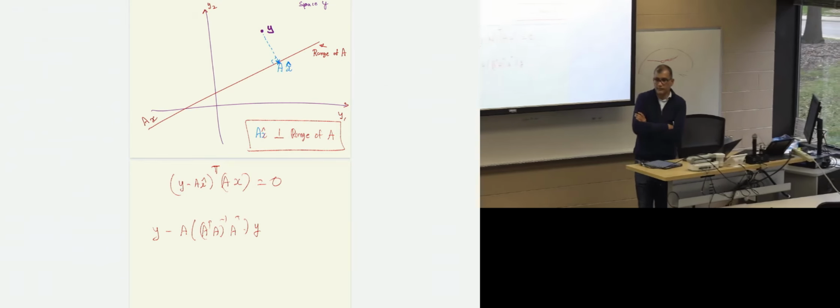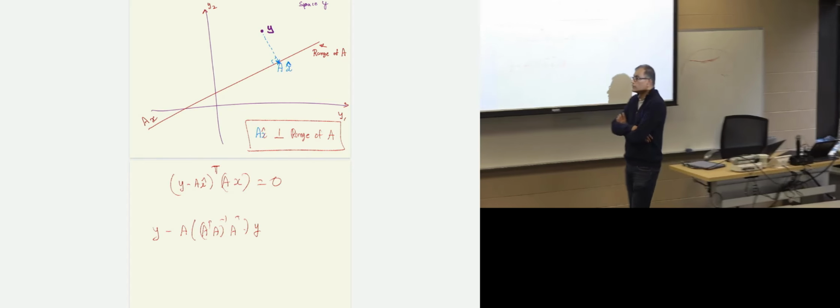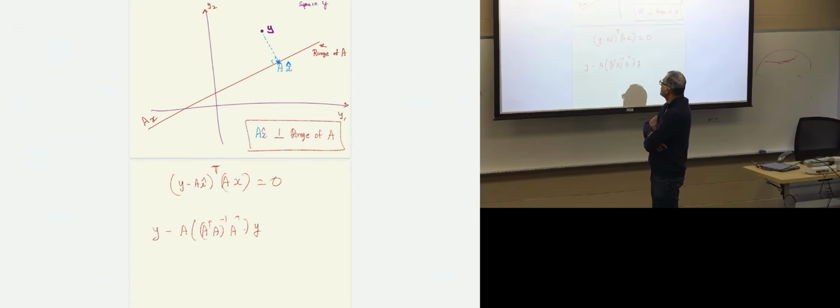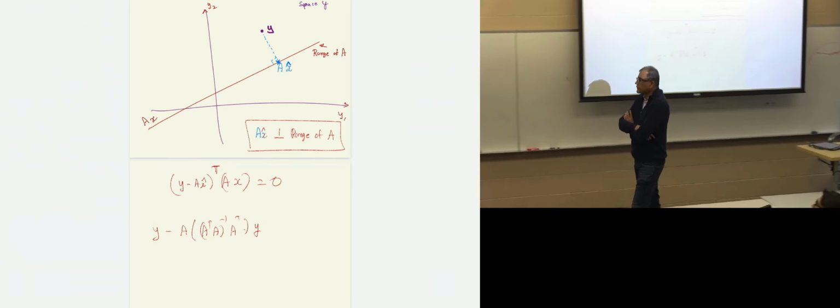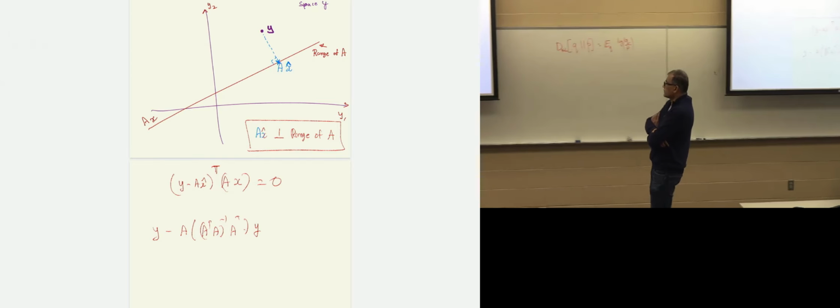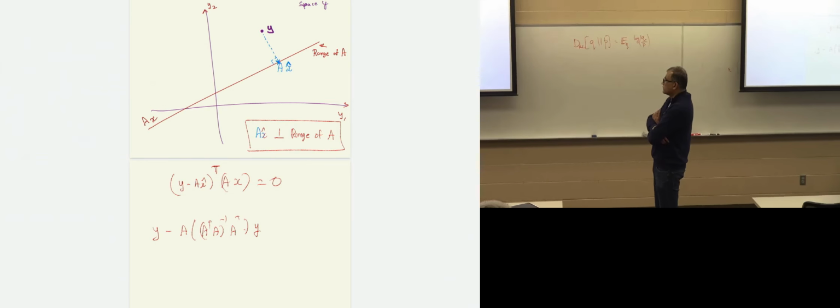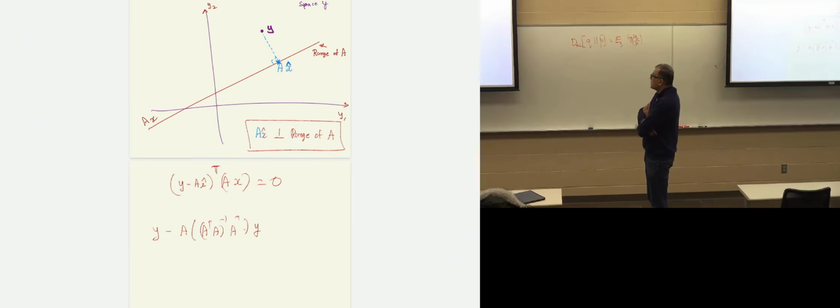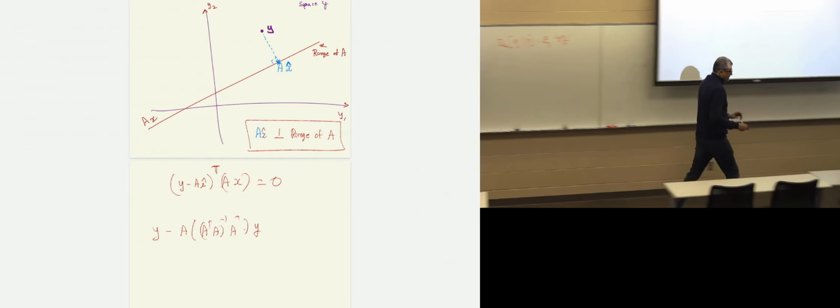Wait, for that boxed statement, should it be y minus A x hat is orthogonal to the range of A? Yeah, the boxed statement, because it just says. Oh yeah, y minus A x hat, sorry.